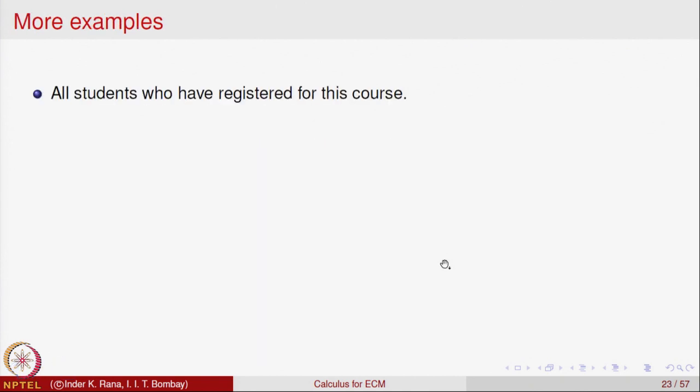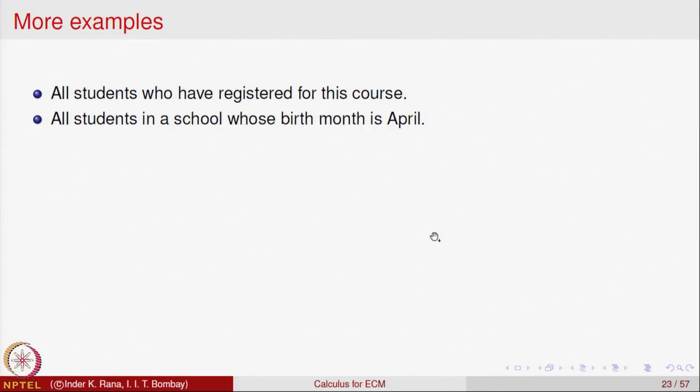So, let us look at some more examples. All students who have registered for this particular course, of course, that is a very well defined collection, because we have their names, numbers, email IDs and everything, and the office managing these courses has their records. All students in a school whose birth month is April, we have a record of all students registered in a school, we have their birth records, and we can find out which of them are born in the month of April.